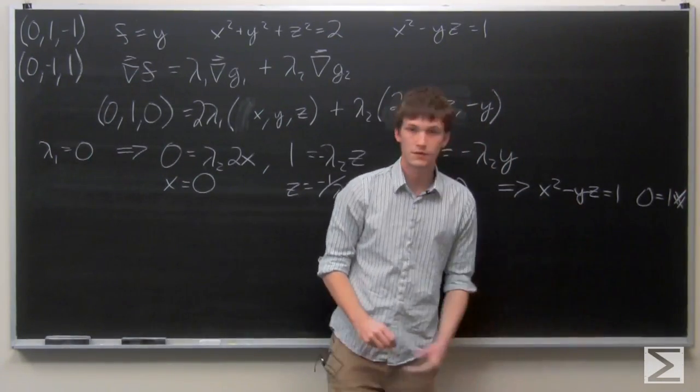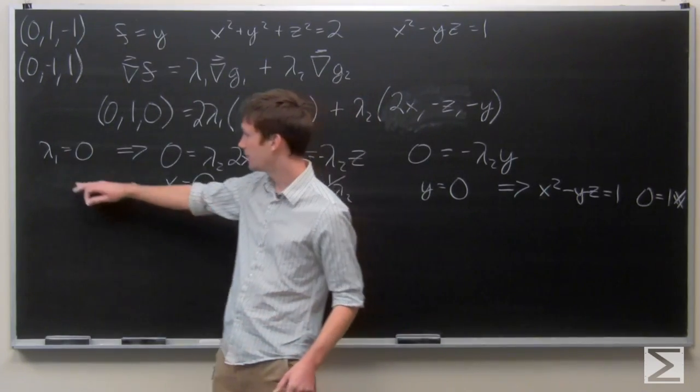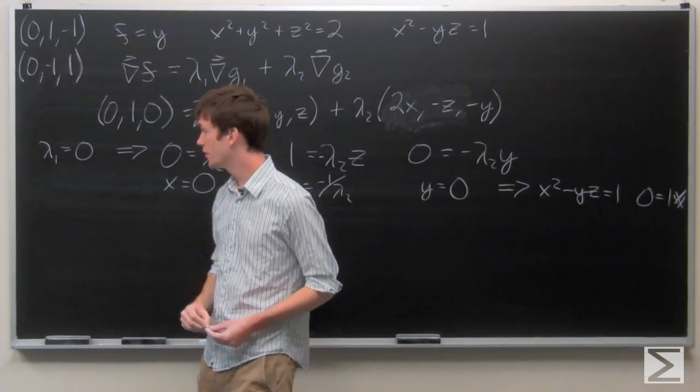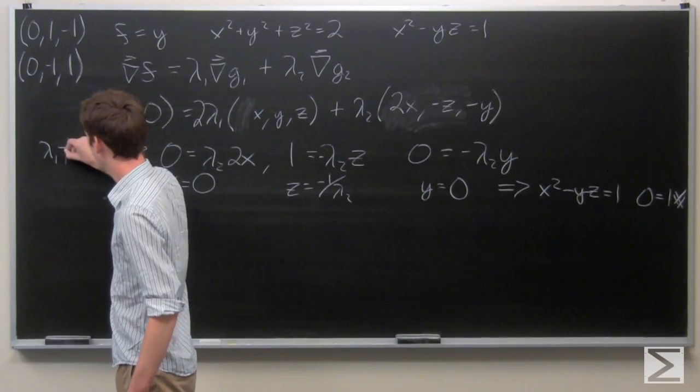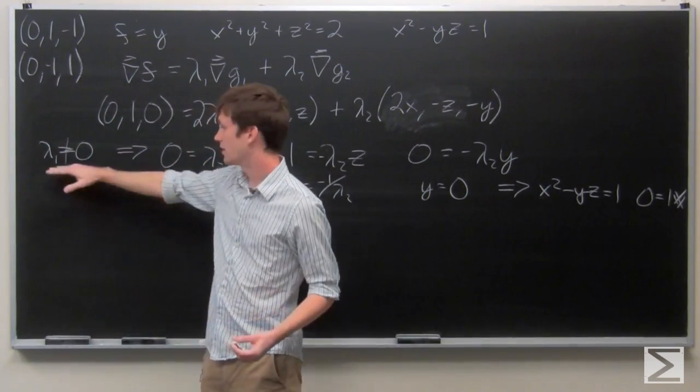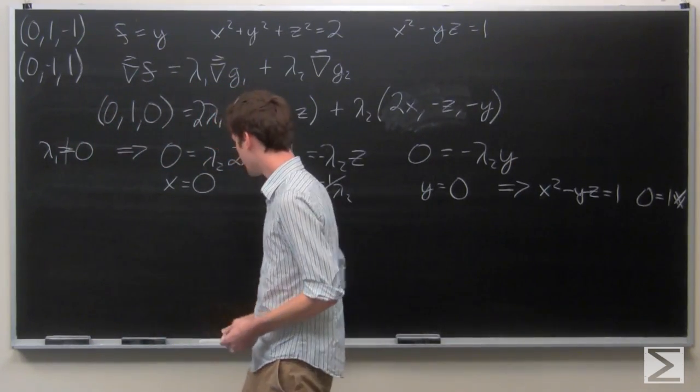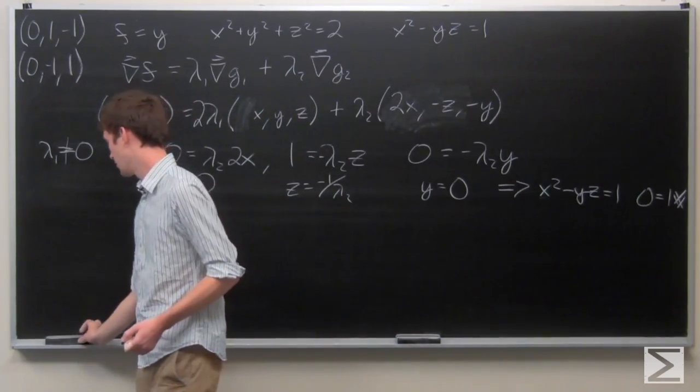which is a contradiction. So we know that if we assume that lambda 1 is equal to 0, we get a contradiction. So we know that lambda 1 is not equal to 0.